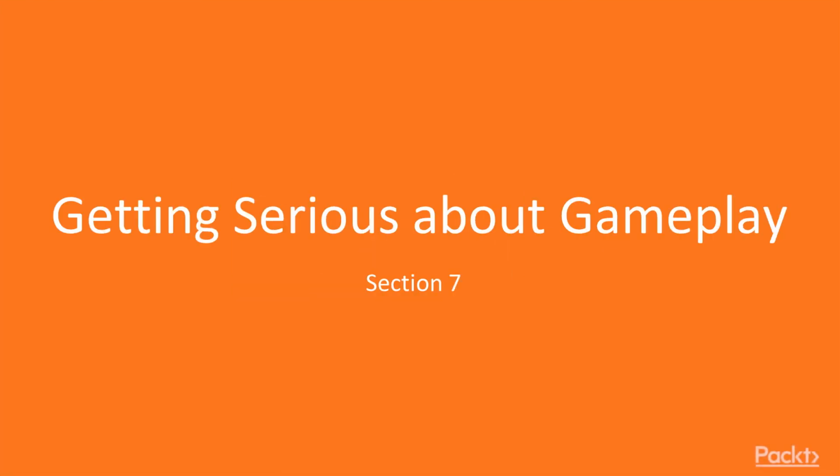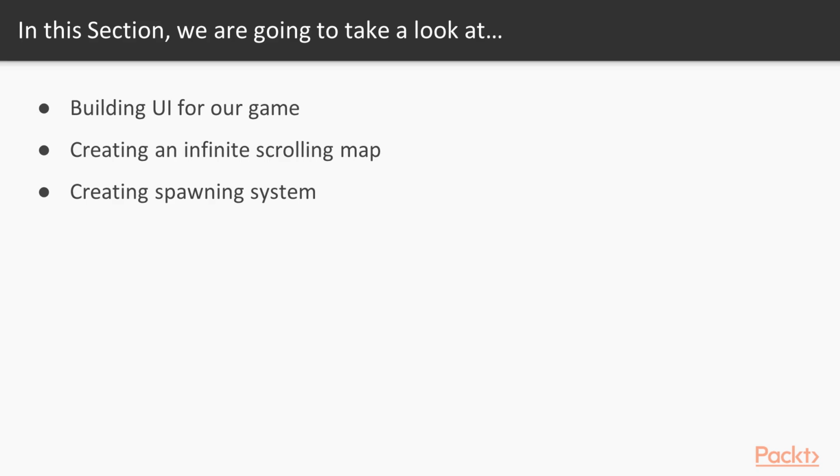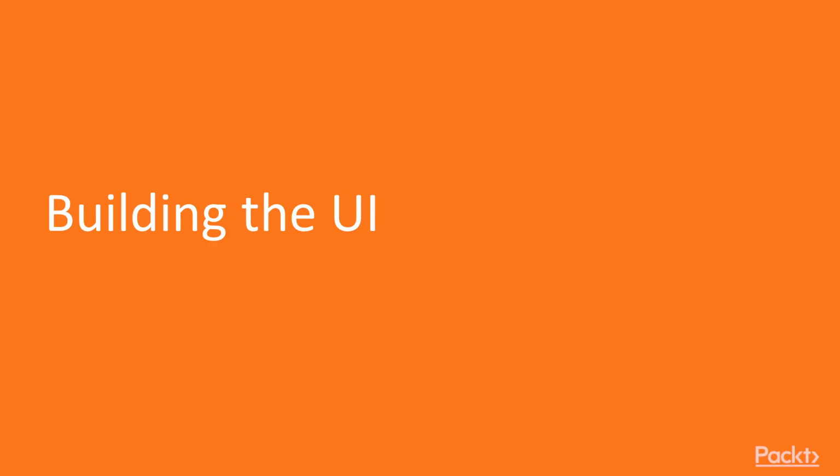Hello gamers, welcome to the final section, Getting Serious About Gameplay. Here we're going to finish our second game project. We're going to first build the UI for our game, then we will be creating an infinite scrolling map, and finally we will create a spawning system to generate both enemies and decorations. Now we move on to the section's first video, Building the UI.